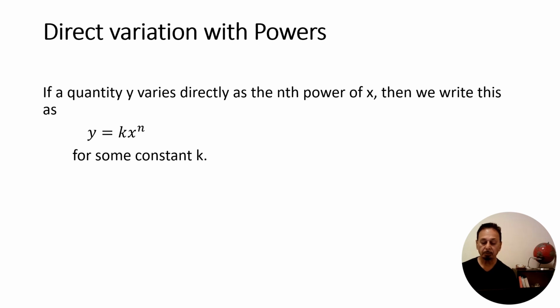Direct variation with powers. If a quantity y varies directly as the nth power of x, then we can write this as y equals k times x to the n, for some constant k. Now n can be any number. n can be 2, n can be 1/2, n can be 3.